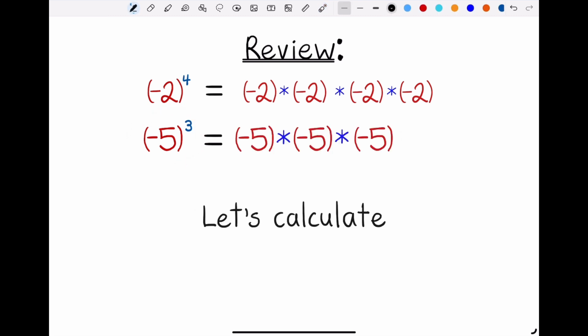So now, let's calculate the value of these exponential expressions. And we're going to focus on this for the next few videos.